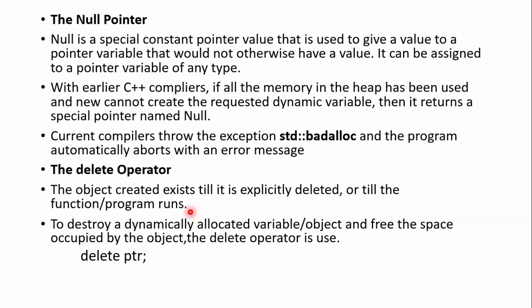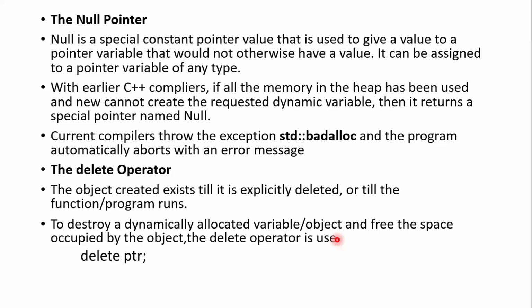It is not deleted implicitly, by itself. It will not get deleted. It has to be deleted by someone. So who will destroy it? To destroy a dynamically allocated variable or object and free the space occupied by the object, the delete operator is used. The dynamically allocated variable or object which was created by using the new operator has to be freed to free up the space which was occupied by that object. For that purpose, you will be using the delete operator.